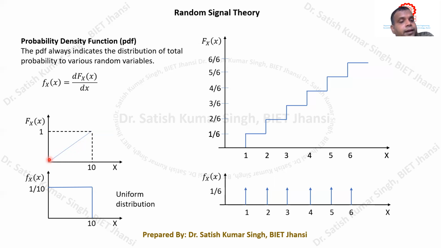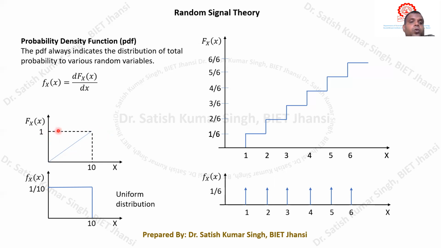Let us say that this is a continuous random variable, and therefore it is changing continuously, and it is represented by this particular graph. Its magnitude, when x equals 10, the probability becomes equal to 1. Obviously, when a random variable takes its maximum value, or all the possible values, at that time the probability will become equal to 1. So here the probability equals 1.